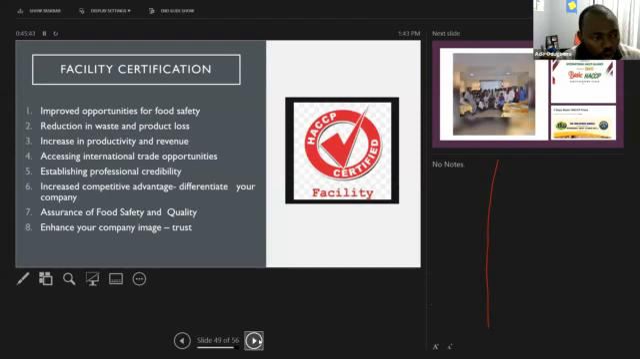Then it opens your operation to international trade. You establish professional credibility. You increase competitive advantage. Then the assurance of food safety and quality. Then it enhances your company image. We see it here in the US, and I think I've seen it in Europe in a couple of places, where facilities will put on their packaging, "Produced in a HACCP certified facility." You could use that logo on your packaging to show that your facility meets international requirements of food safety.